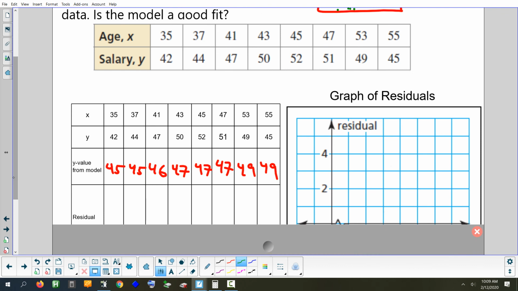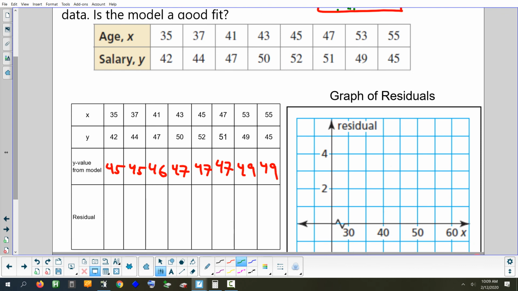Okay, so now we have to find our residual. That's how far off the prediction was. How do we do that again? Row 2 minus row 3. Subtract the model from the actual. Yep, row 2 minus row 3. What's 42 minus 45? Negative 3. How about 44 minus 45? Negative 1. 47 minus 46? 1. 50 minus 47? 52 minus 47? 51 minus 47? 49 minus 49? And 45 minus 49?